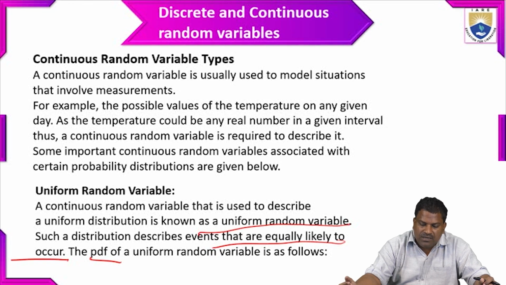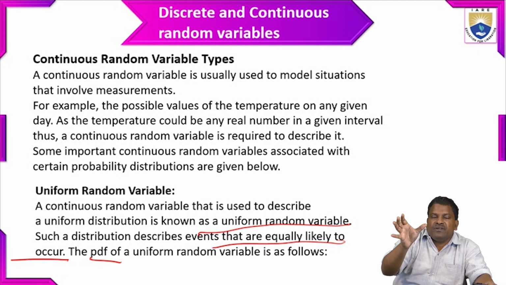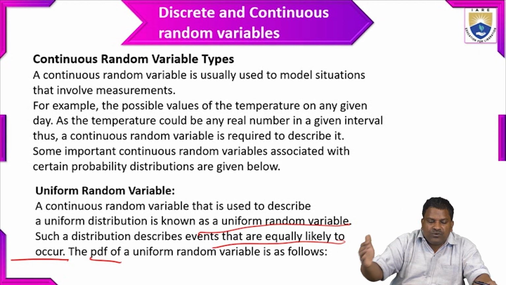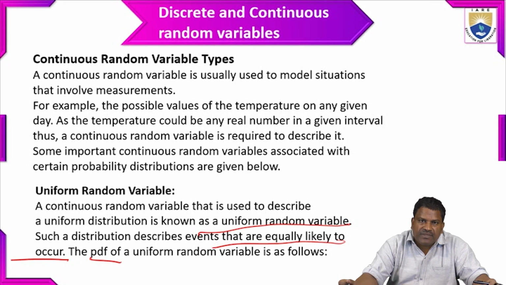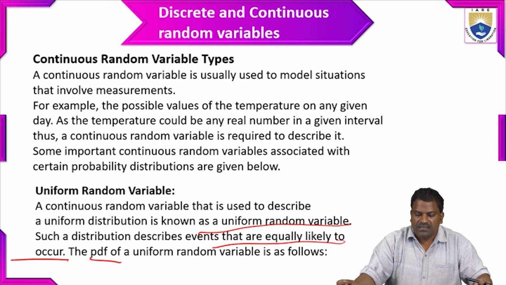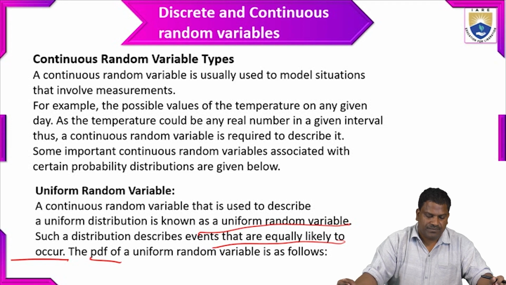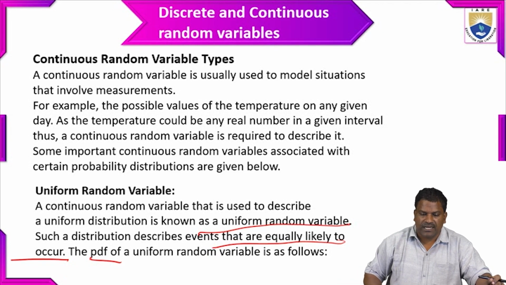Uniform random variable. What is a uniform random variable? It has to maintain a uniformity from group to group. A continuous random variable that is used to describe a uniform distribution is known as a uniform random variable. Such a distribution describes events that are equally likely to occur. The PDF of a uniform random variable we have already discussed earlier.